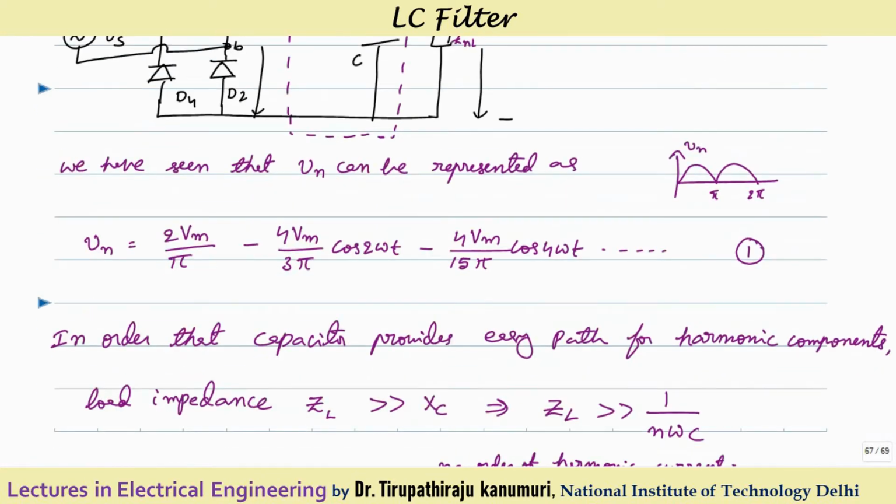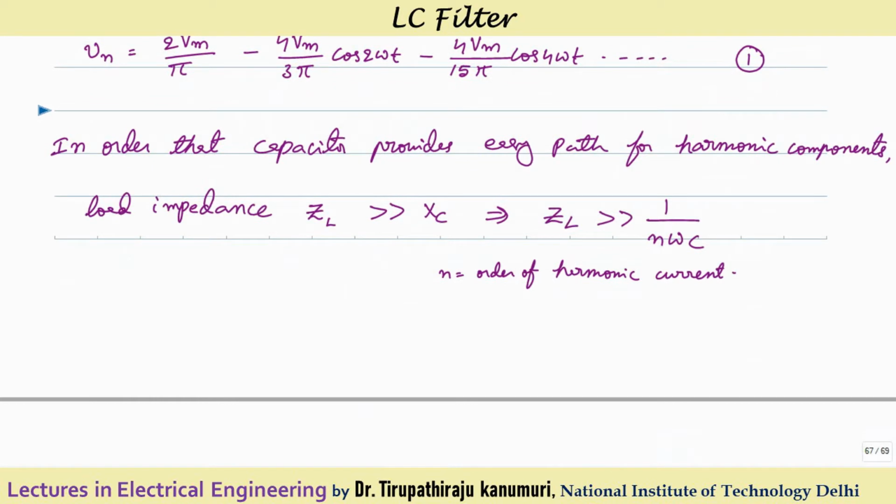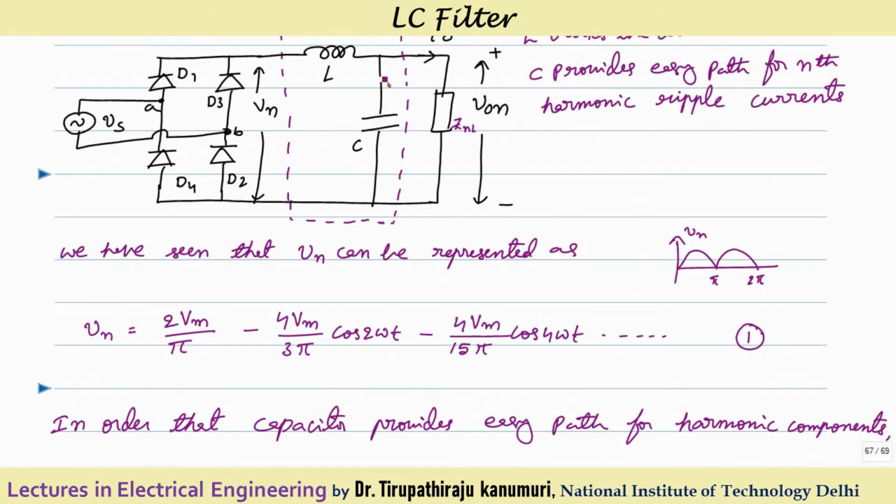Getting it? Out of this voltage, we have seen the most dominating components are the DC component and the second harmonic component only. The remaining components' magnitude will go on decaying gradually. So let us proceed further. In order that the capacitor provides an easy path for the harmonic components, that means whatever harmonic current comes, I want it to be bypassed through this capacitor. Only DC current should approach your load. That means only the DC component should reach your load.